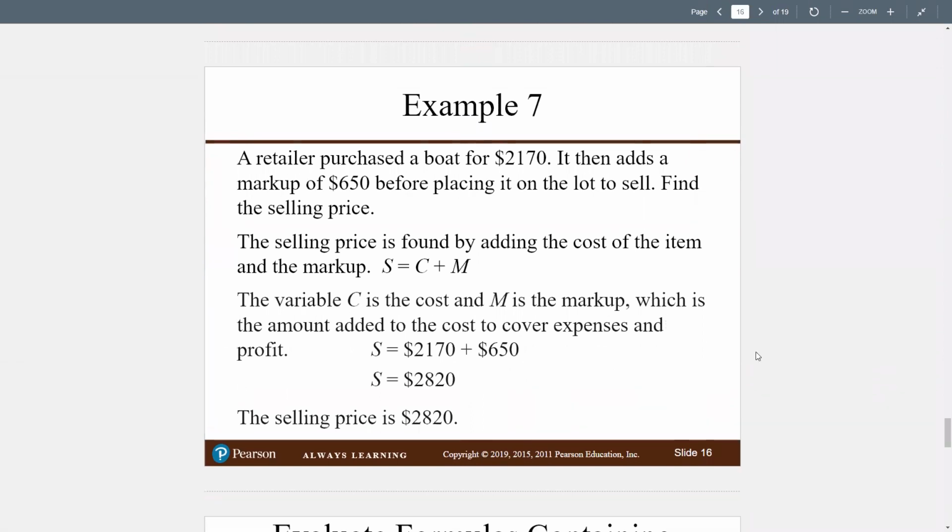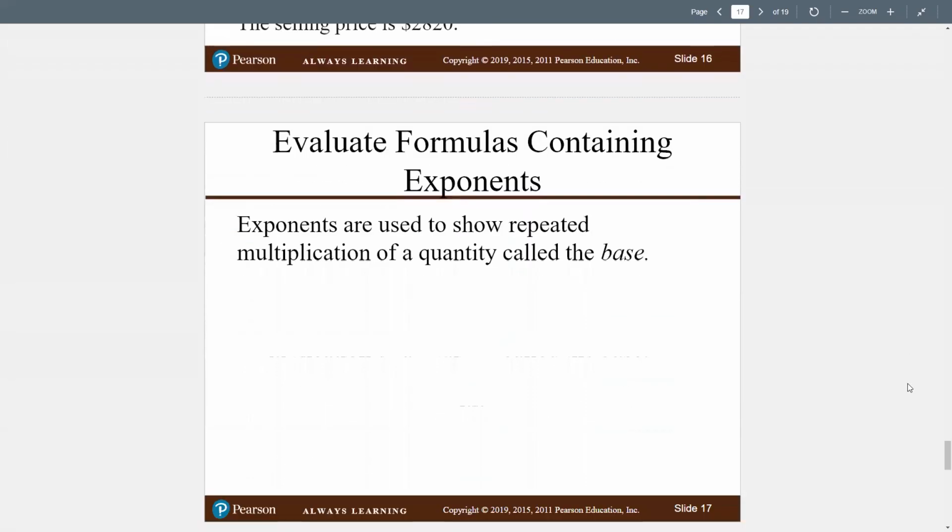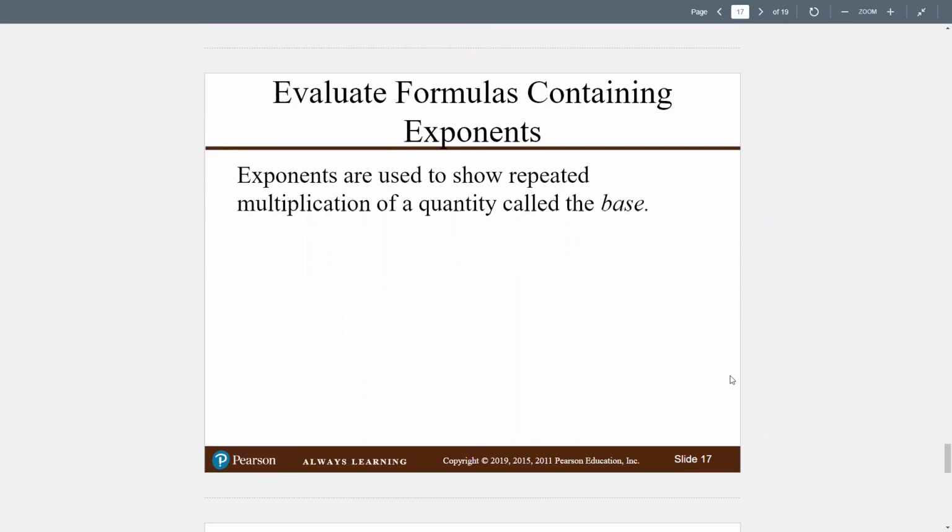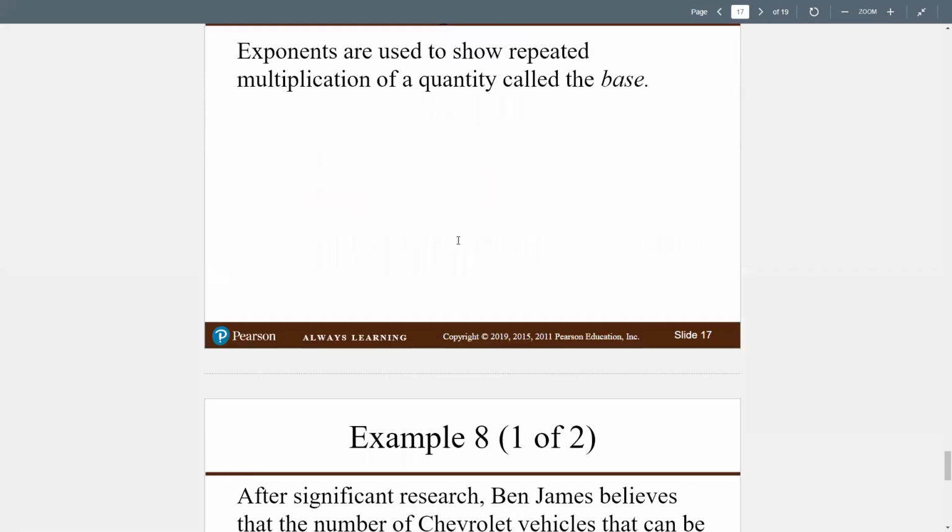Okay. That's just another throwing it in. It is an example of a markup, which is nice to kind of look at. You will have to do markups and markdowns, but not until chapter 8. So, okay. Exponents are used to show repeated multiplication of a quantity called the base.